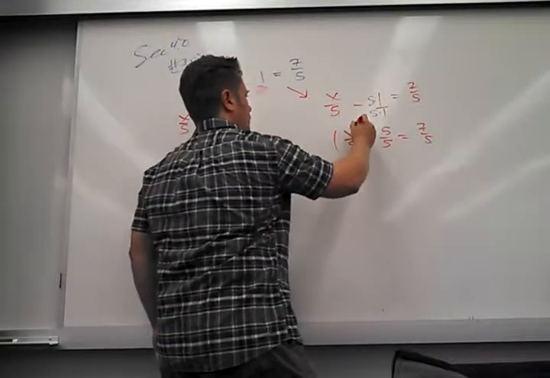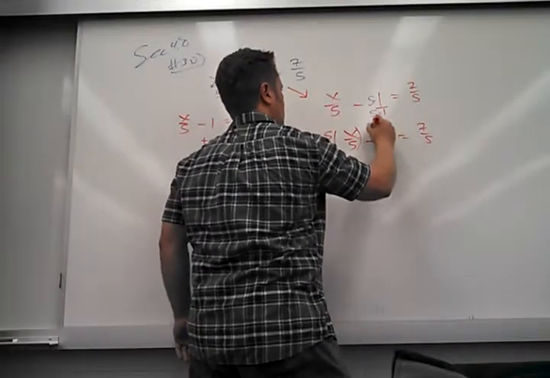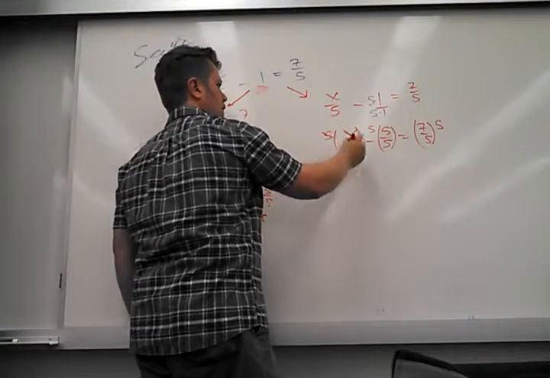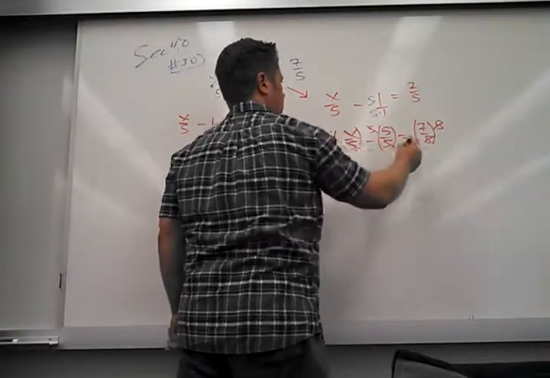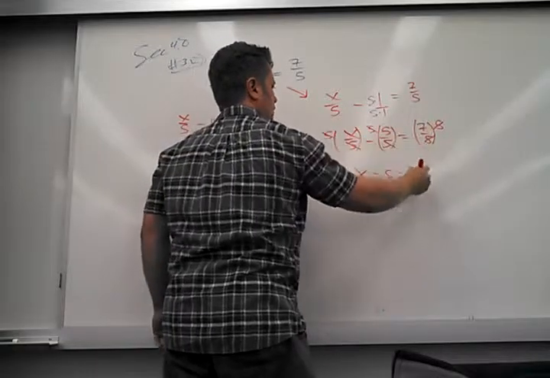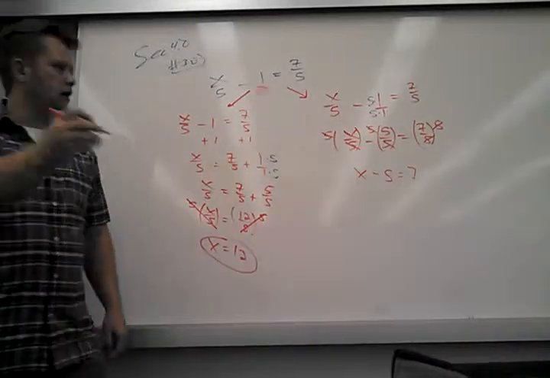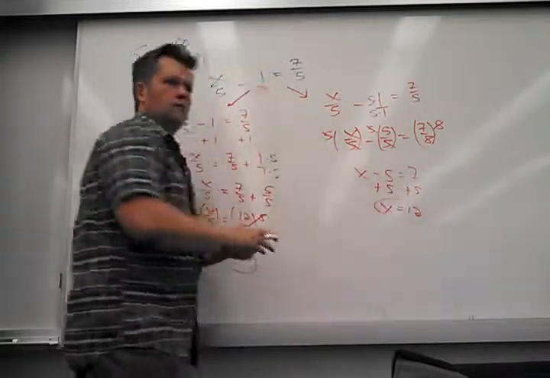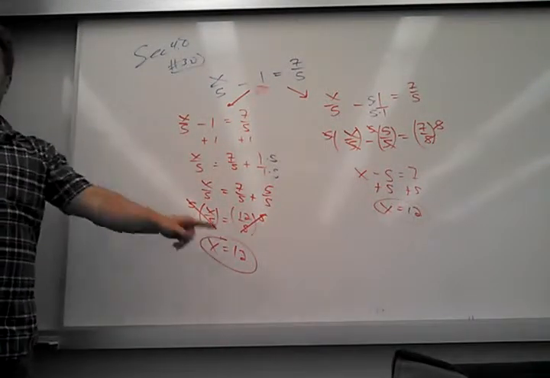Right? So if I multiply everything by 5, what happens? They're gone. 5's cancel, 5's cancel, 5's cancel. So I get x minus 5 equals 7. So plus 5, plus 5, plus 5. x equals 12. Thank God, the same thing we got there.